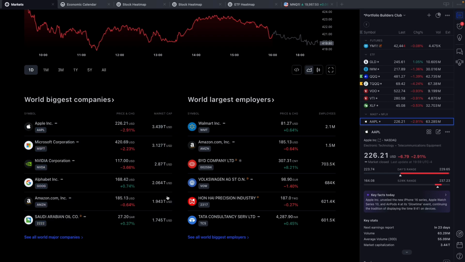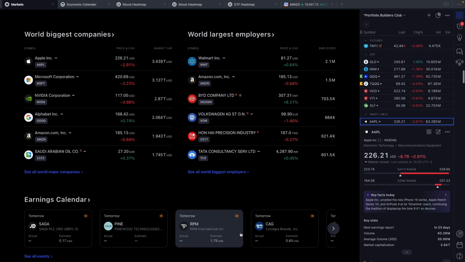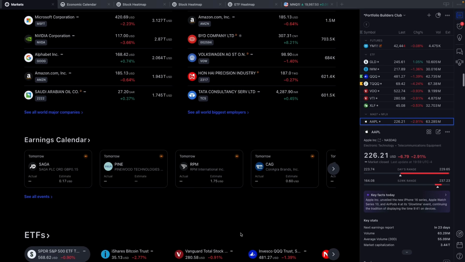So here are the biggest companies in the world, and that's based on market cap. Then you have the world's largest employers. So Walmart being at the top, Amazon, look, BYD again. So BYD employs quite a few people. Volkswagen, you have a lot of companies here. And then you can look at earnings calendar as well. You can go deeper into that.